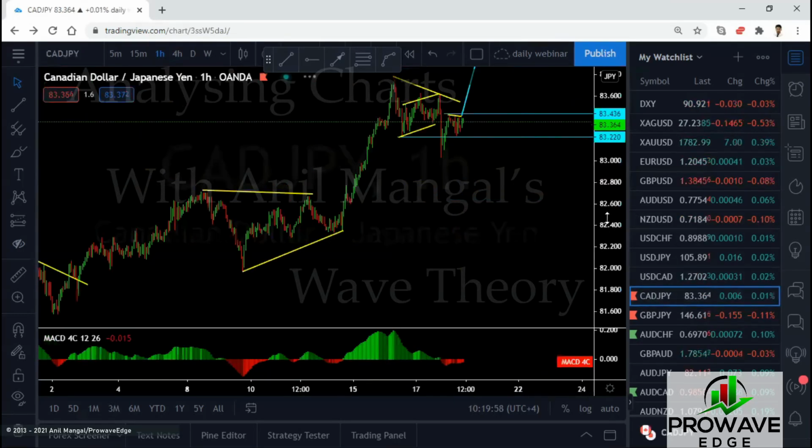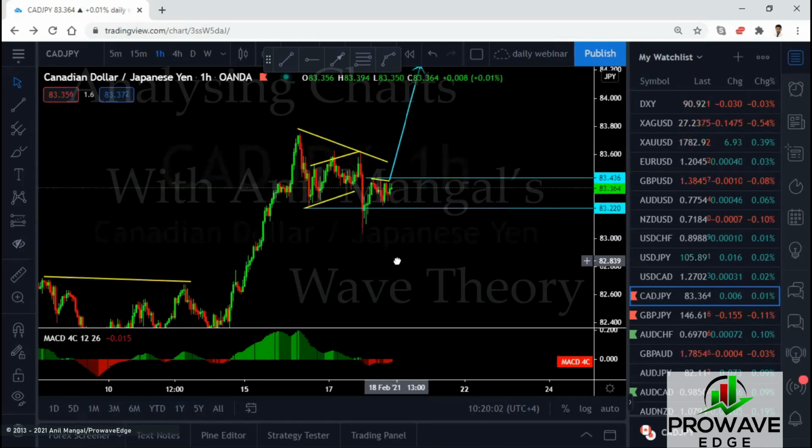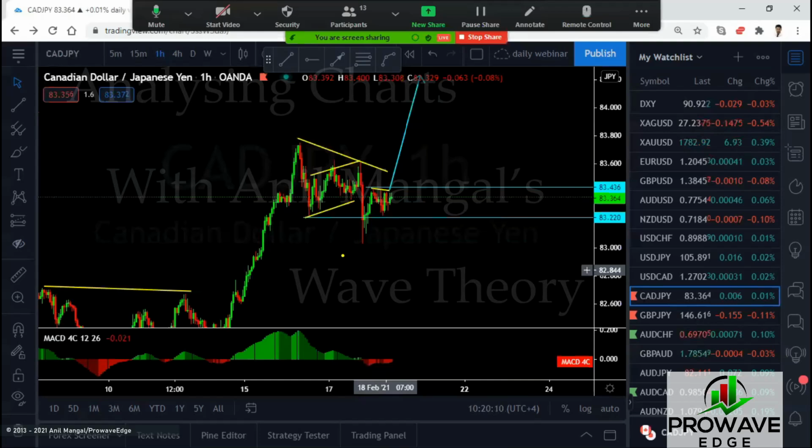CAD Yen. CAD Yen, we were in profit yesterday, but I want this trade for a longer term. I want the bigger trade, not this small trade. This is a nice small trade, but I want the bigger trade. So we saw this possibility yesterday of this becoming a flat. And I said to my trader, you can either take your profit here, or you can put it at break even. So I put it plus 4 pips. I'm out for 4 pips.